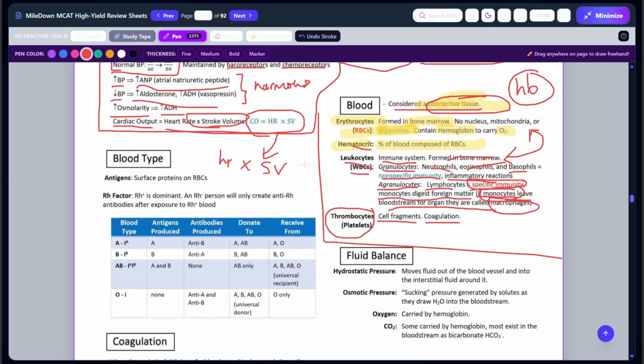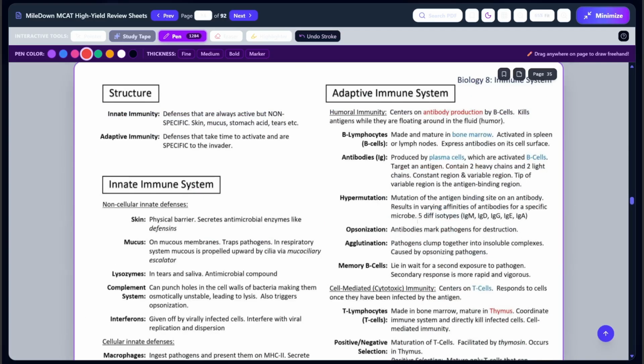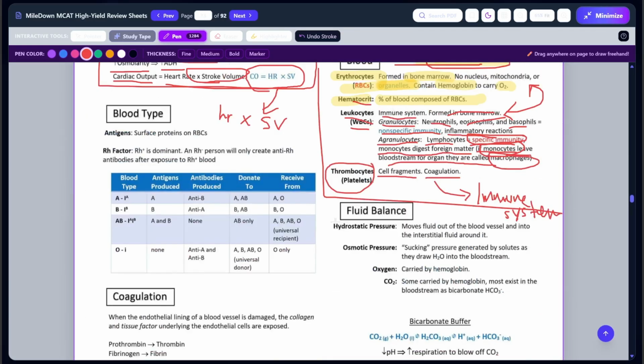Yeah, so those are also kind of like review for your blood. This connects really well to your immune system studies in that chapter. I'm not sure which chapter that is. Oh, that's the next chapter. Okay. And then we have blood type.